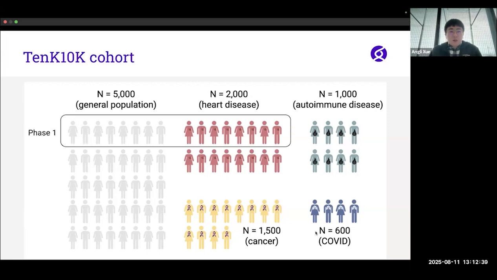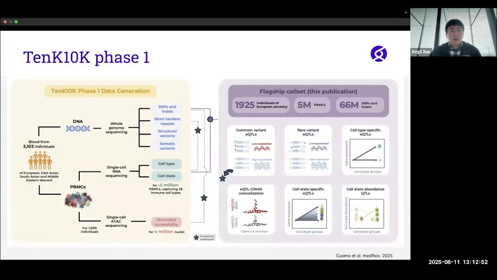Currently, we have spent the last 2 or 3 years generating the phase 1 data, which are 1,000 individuals from the general population and 1,000 individuals from the heart disease population. This is the description of our phase 1 data. We have around 2,000 individuals, and we collect their blood samples. And we also do the whole genome sequencing for everyone.